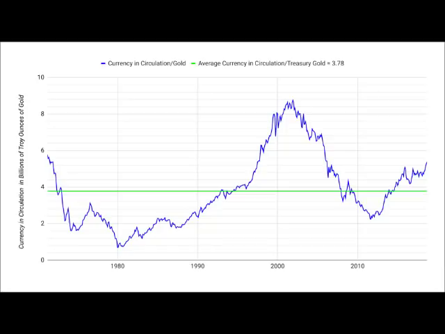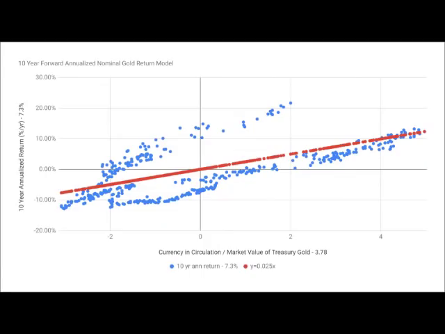Using this information, we can develop a correlation for 10-year gold price changes as a function of currency in circulation relative to Treasury gold. It's not as clean as the one that I developed using M1, but it will still be illustrative. And here it is. Even though the correlation is not very tight, we can still see the relationship.